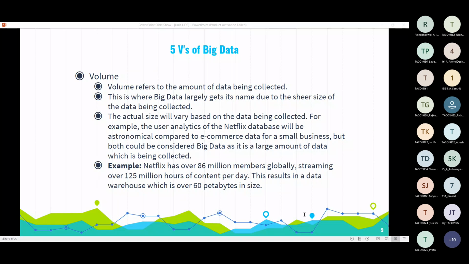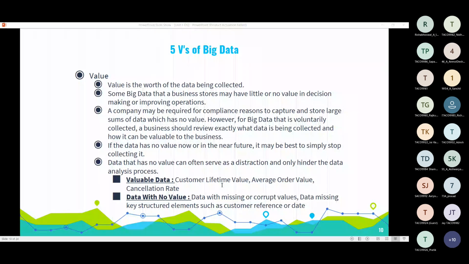Now take the example that Netflix has over 86 million members globally, streaming over 125 million hours of content per day. So imagine what voluminous data is getting generated in the data warehouse of Netflix. It must be over 60 petabytes in size, right? Such a huge volume of data is getting collected every day by Netflix. Just an example.